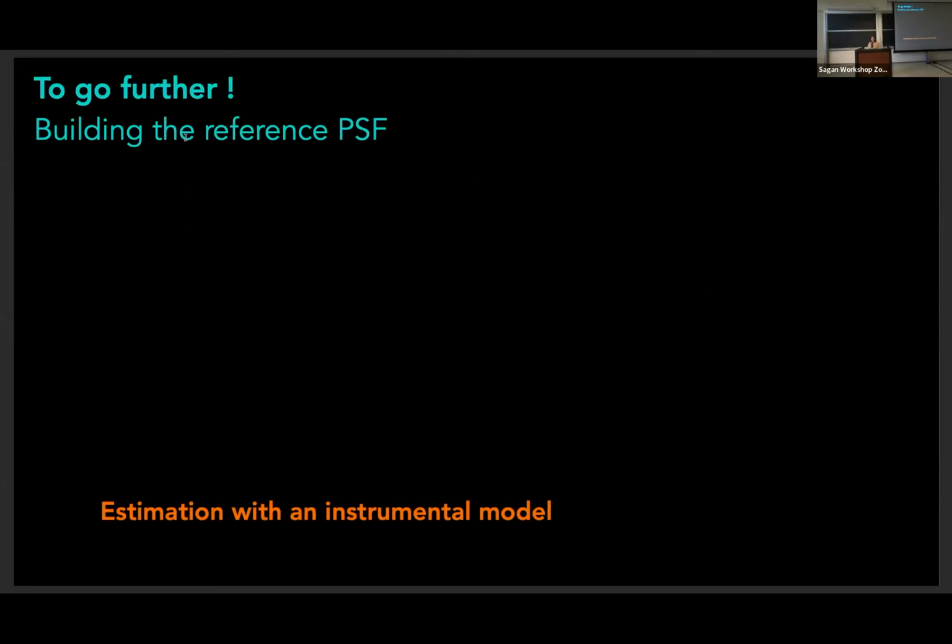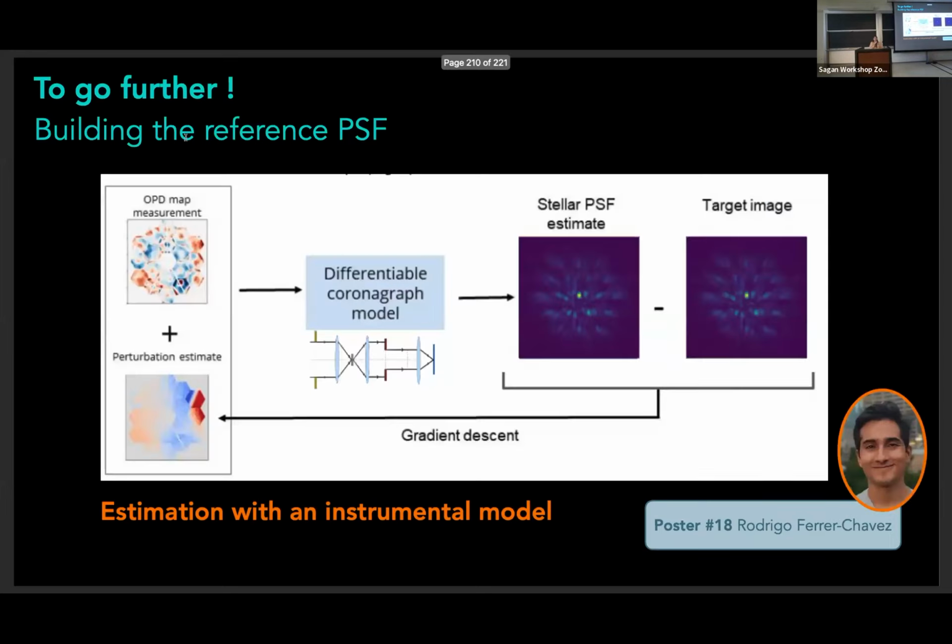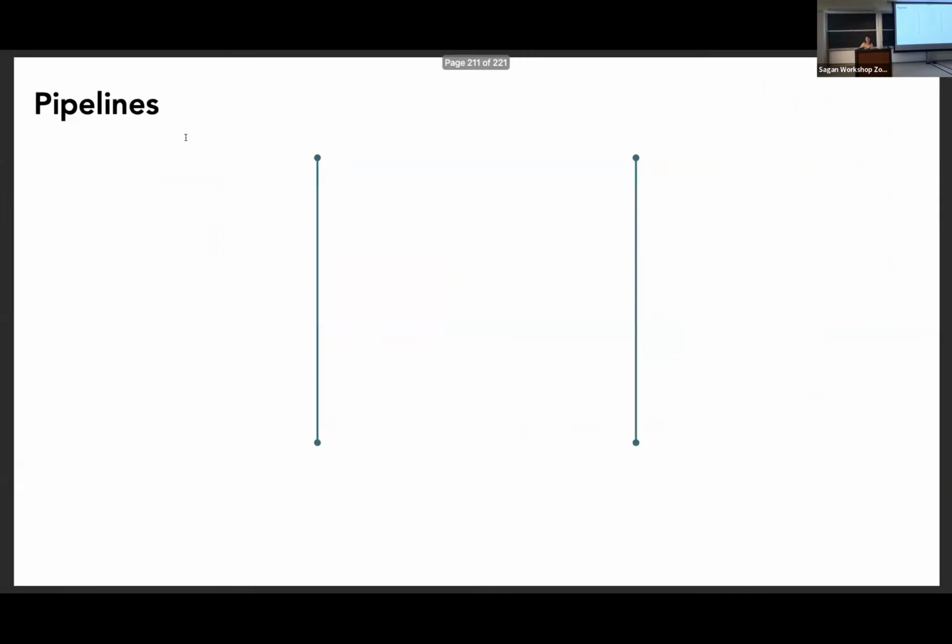And a last thing I wanted to talk about: let's maybe even estimate it with an instrumental model. That's the work that Rodrigo has been starting with Jason Wong. He's here and he also has a poster already. The idea was to apply it to JWST, but I think the concept works for anything: we know the perturbations, the aberrations we have in the telescope, so we can reconstruct the coronagraph image. Then we can use that as a reference model, which I hope is going to work out. Good luck, Rodrigo.